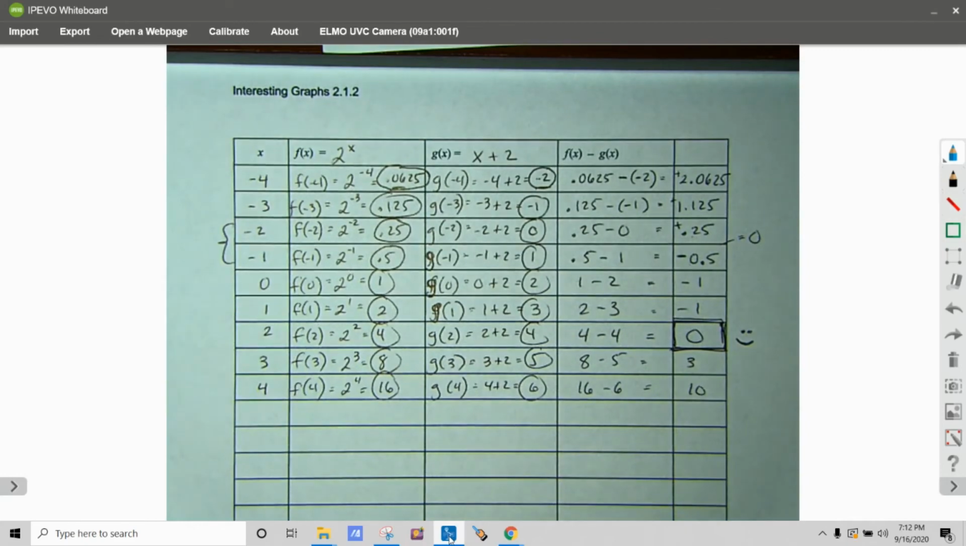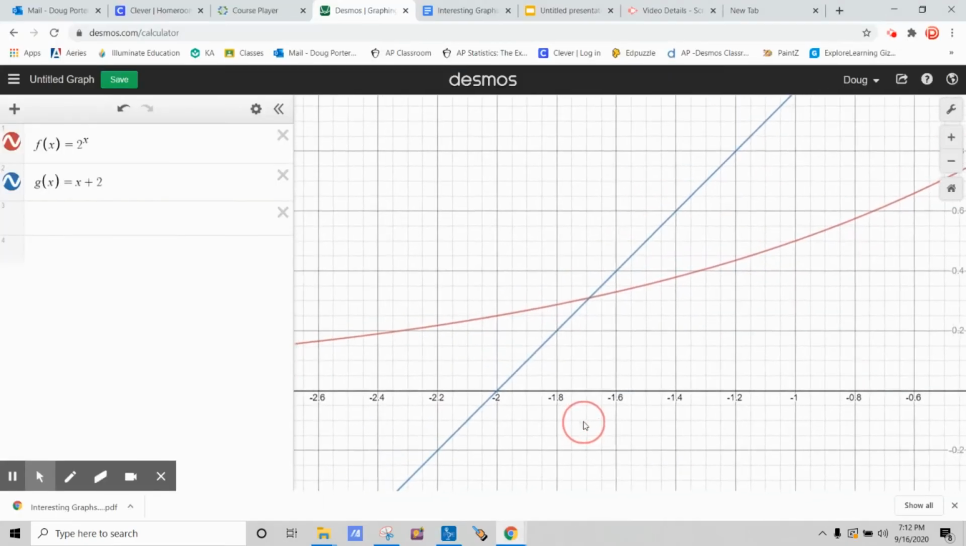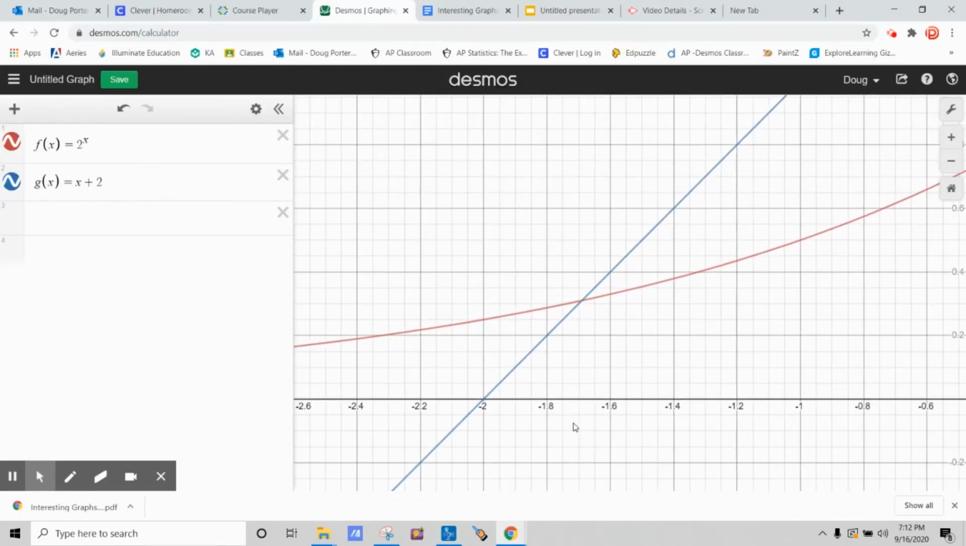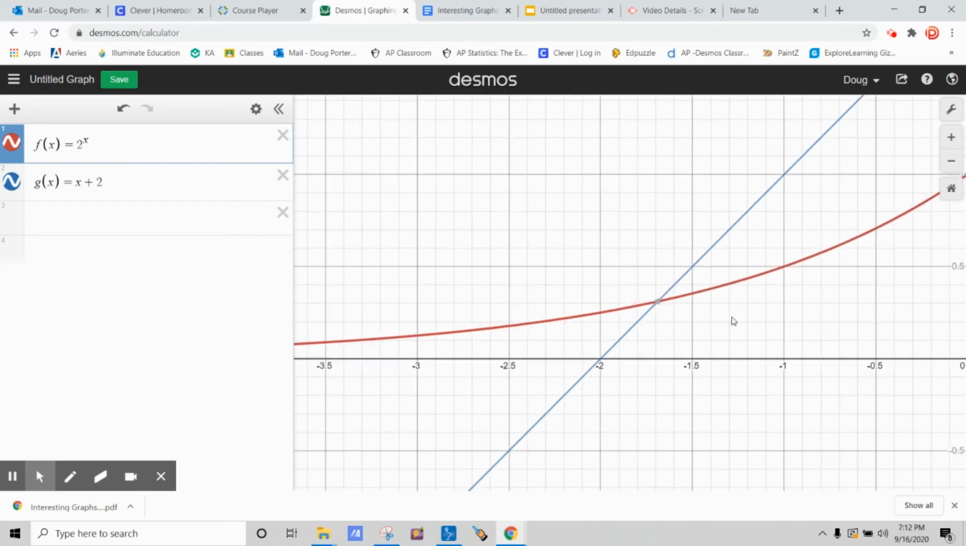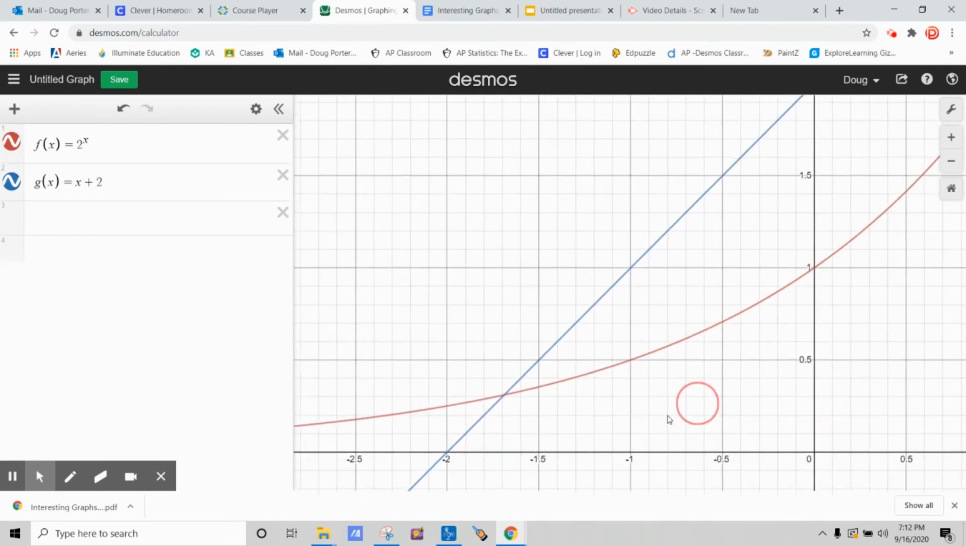Let me show you the graph one more time. So right here, as predicted, between -2 and -1, there was that point of intersection, because when we were subtracting these values, it got closer and closer. And then all of a sudden, now with f of x below g of x, we started getting negative values here. So I knew there was a point of intersection there.